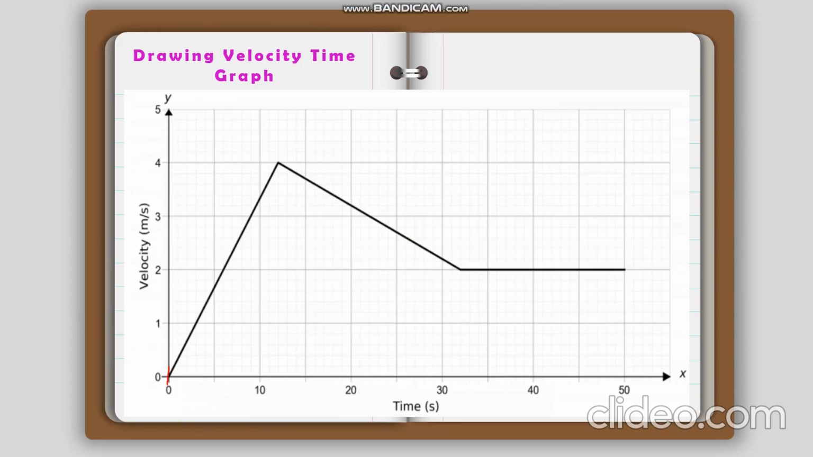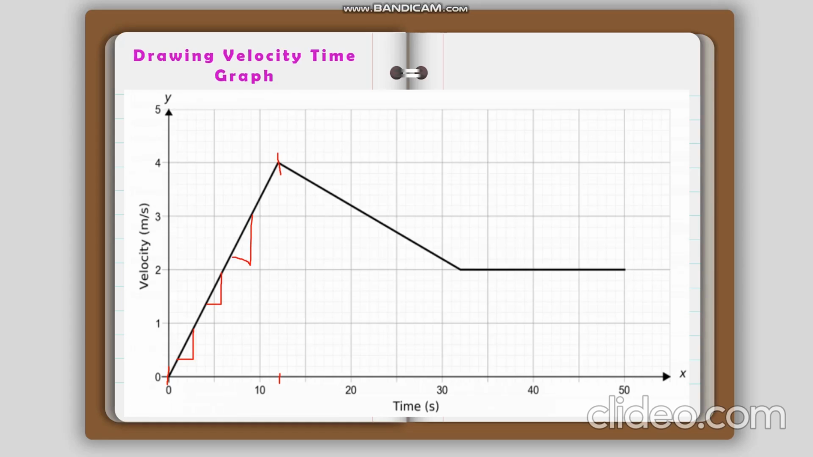This is the first segment of the journey, the first 12 seconds. As you can see, it's a straight line from the point 0, 0 to the point 12, 4. This point is 12 seconds here on the x-axis. If you calculate the gradient at any point of the graph, you get the same gradient. From what we learned, if the gradient is the same throughout the line, it means it's moving with a constant acceleration. And in this case, the acceleration is positive.